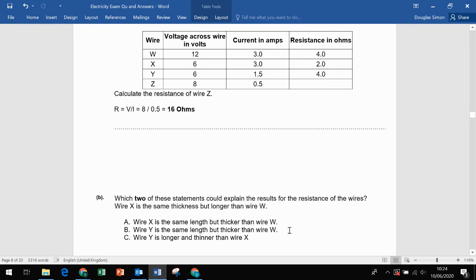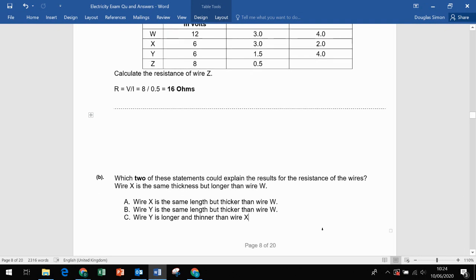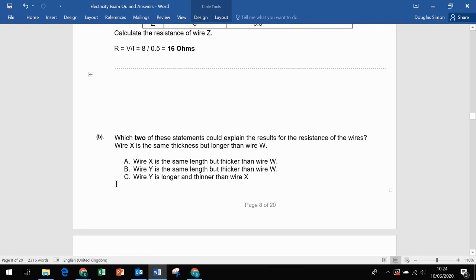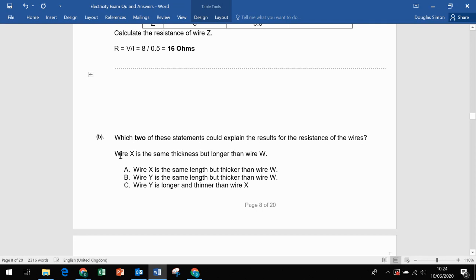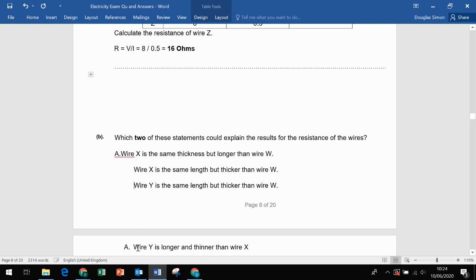This is quite confusing, this question, actually. Y X is the same length but thicker than W. Oh, right. Okay. I think there's been a mistake here. This is actually one of the statements. I've understood why it's confusing now. This should be statement A. This is B, C, and D. Okay, that makes more sense.